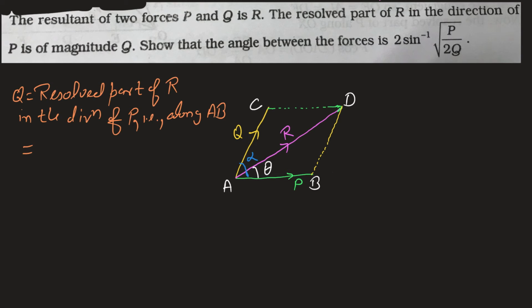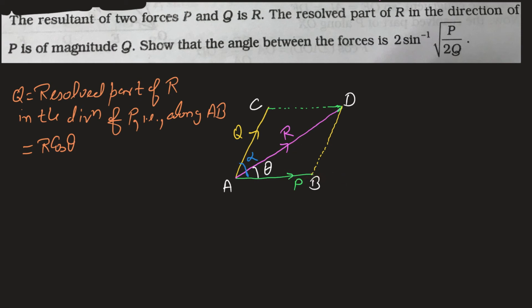Fine, we know that if this angle is given to be theta, then the resolved part of R along this direction will be nothing but R cos theta. So the resolved part of this R along this direction will be R cos theta, and in magnitude, meaning the size of the line that this resolved part of R will contain, is of magnitude Q. So what will be this size of the line?